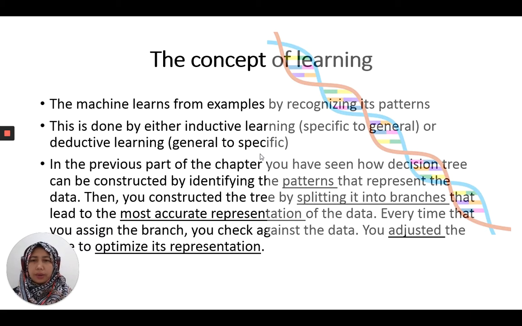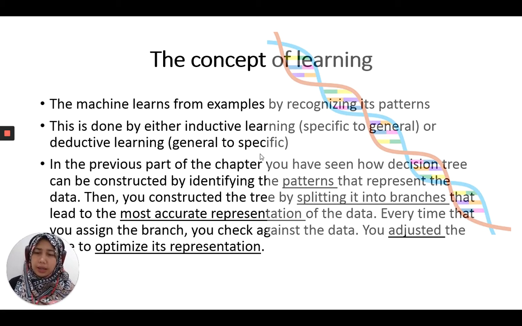You know now that machine learning is a concept in AI that allows pattern recognition to be identified based on examples. And you know that there are two learning approaches. First is the inductive learning and the deductive learning.